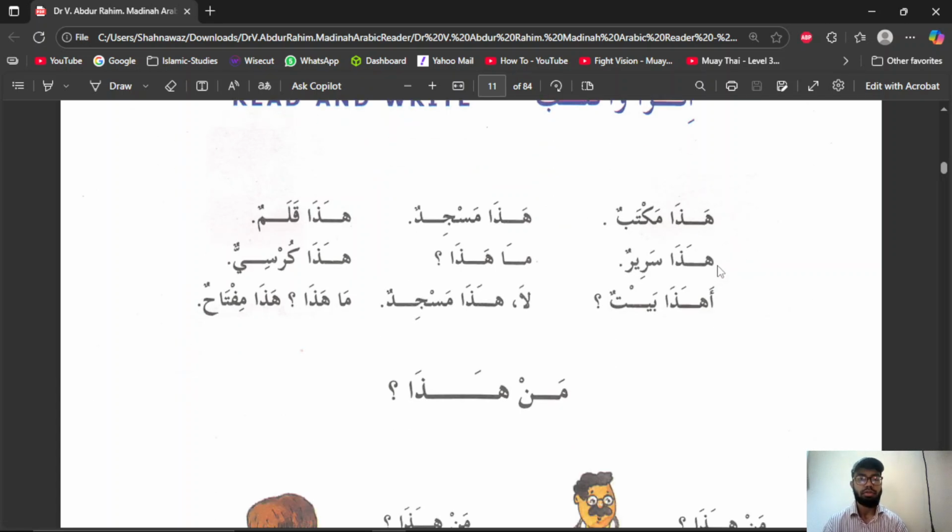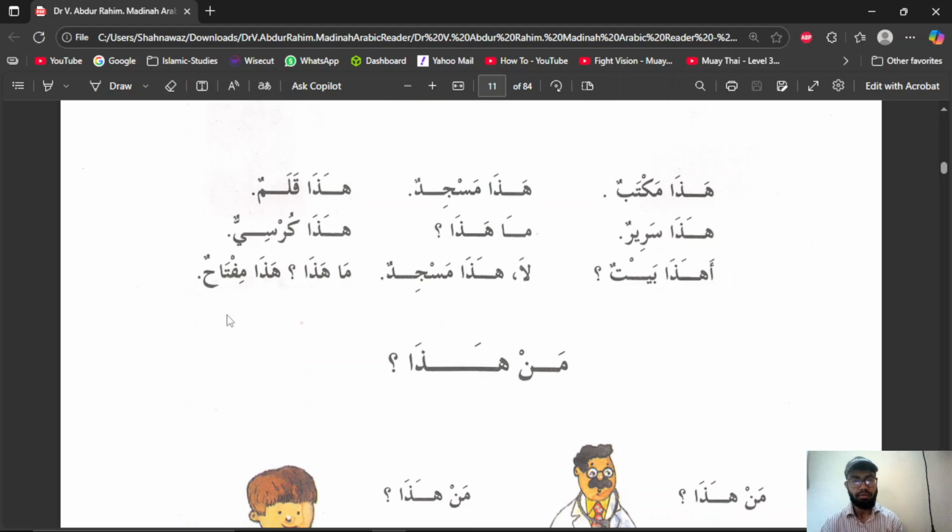So I'm just going to read here. So hada maktabun, this is a desk. Hada masjidun, this is a mosque. Hada qalamun, this is a pen. Hada sarirun, this is a bed. Ma hada, what is this? Hada kursiyun, this is a chair. Ahada baytun, is this a house? La, hada masjidun, no, this is a mosque. Ma hada, what is this? Hada miftahun, this is a key.